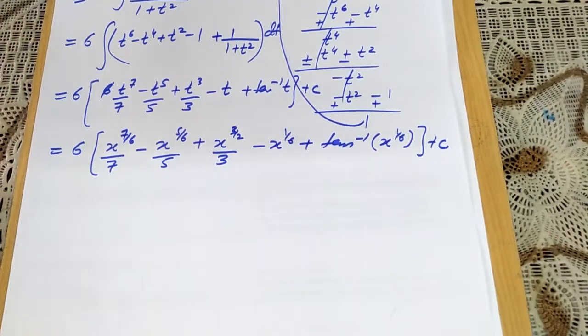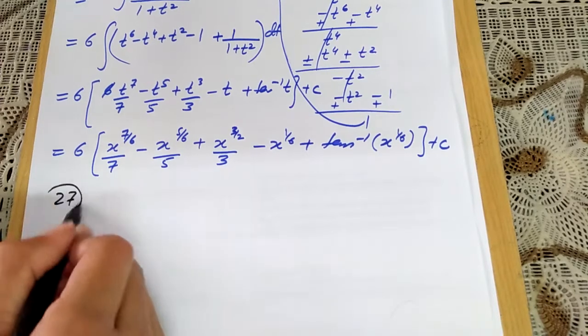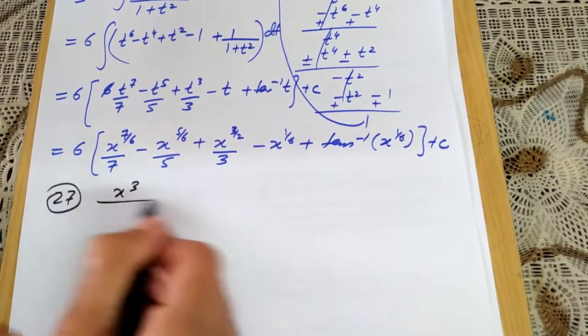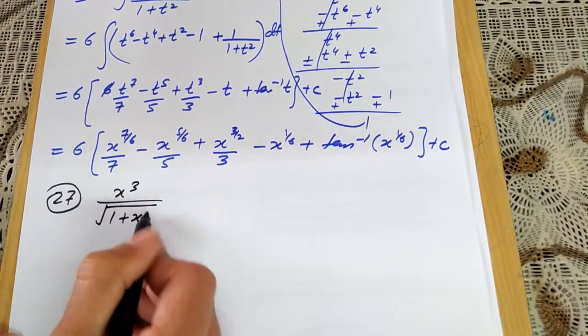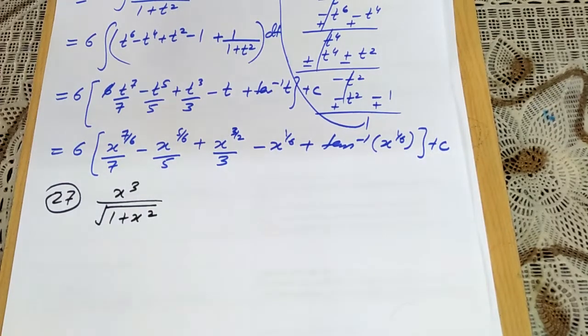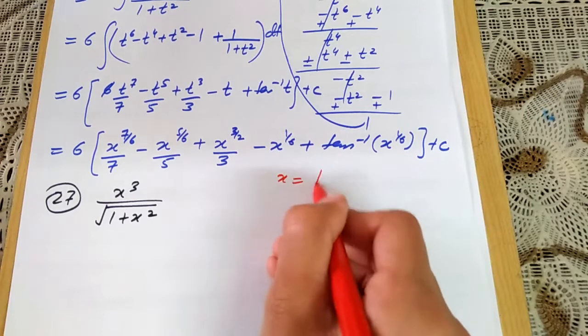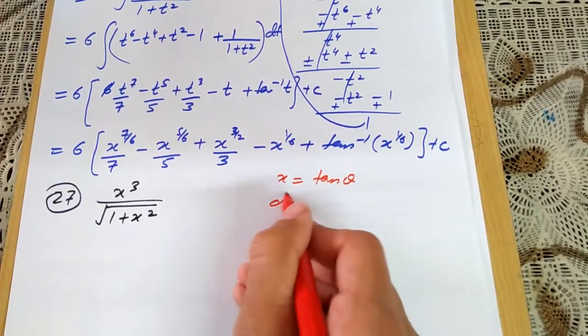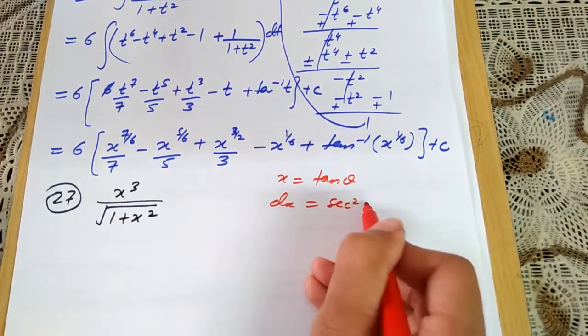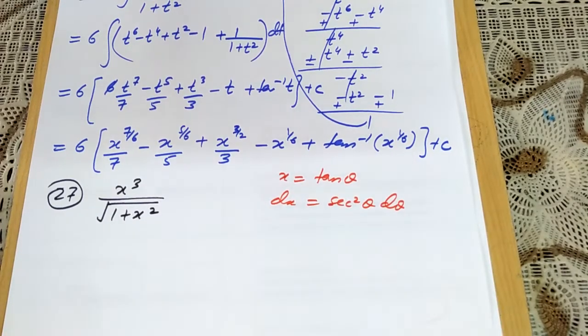Now move on, question number 27. That is x cube over square root of 1 plus x square. Now here substitute x is equal to tangent of theta. So dx will be equal to secant square of theta d theta.